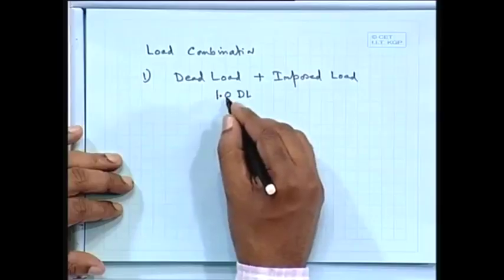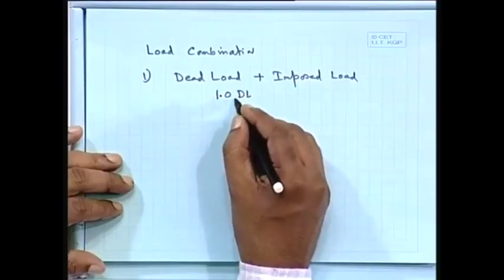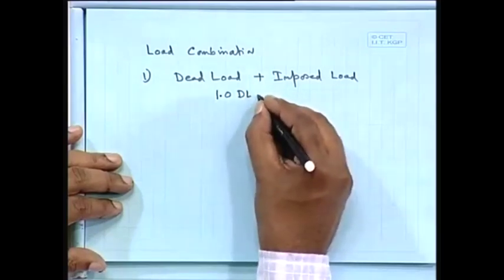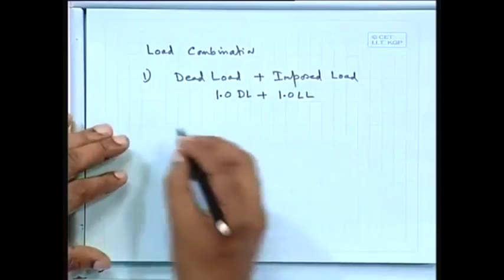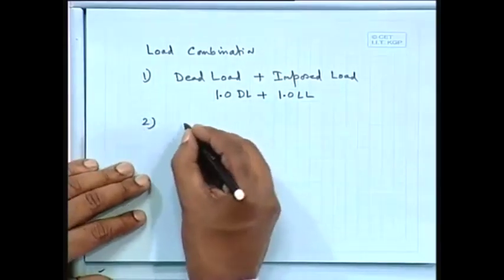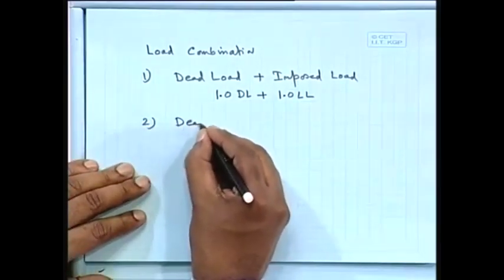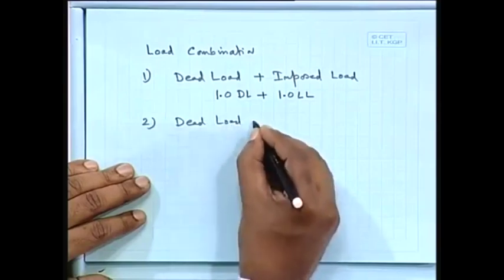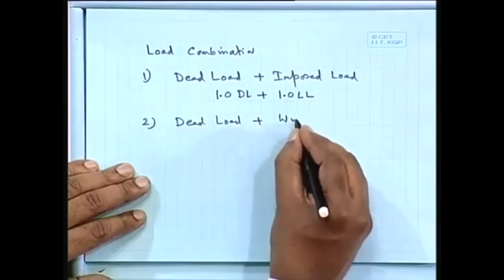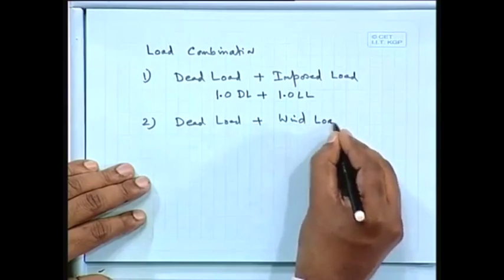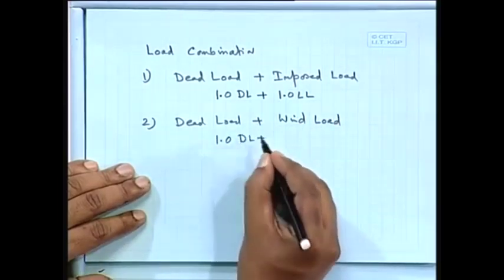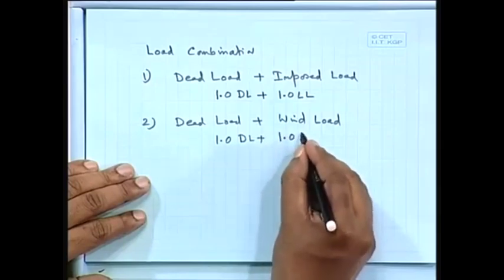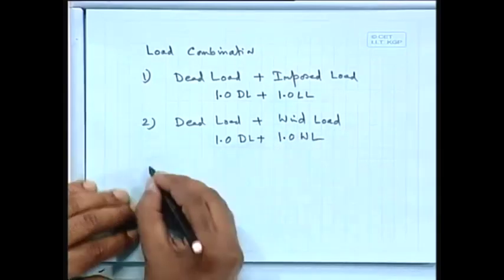So that's why here we do not multiply with 1.5, we multiply with 1.0 for dead load plus 1.0 live load. That is one case. The other case: dead load plus wind load, which comes as 1.0 dead load multiplication factor plus 1.0 wind load. It could be earthquake load also.